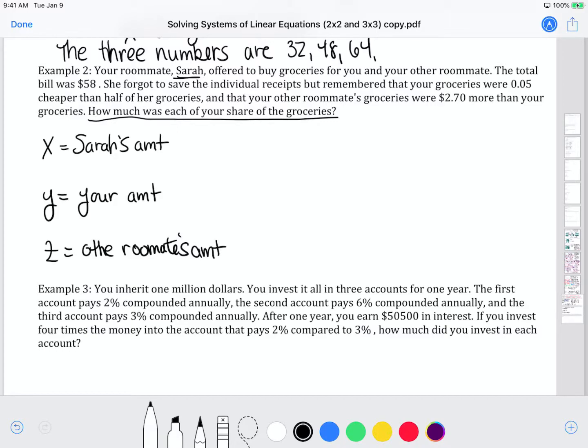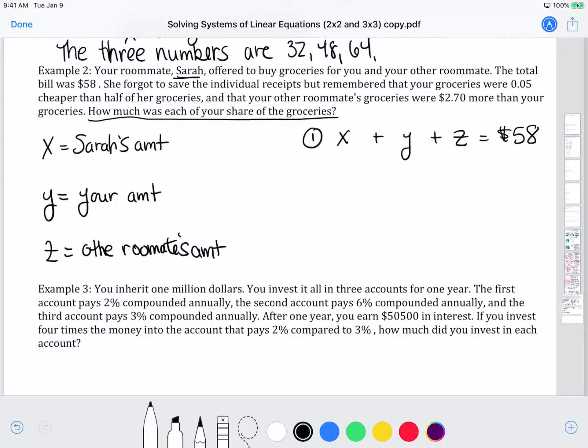Okay, now we're going to use the clues that they give us in the problem to come up with the 3 equations. So it says that the total bill was $58. That means if I add up all 3 amounts, that should total to 58. So our first equation is x plus y plus z is equal to $58.